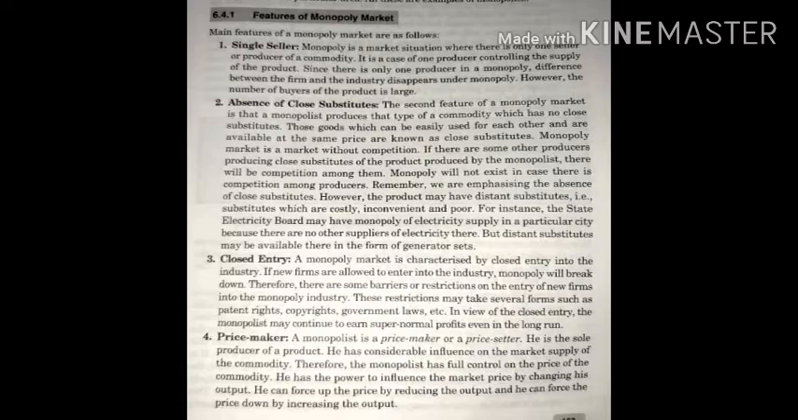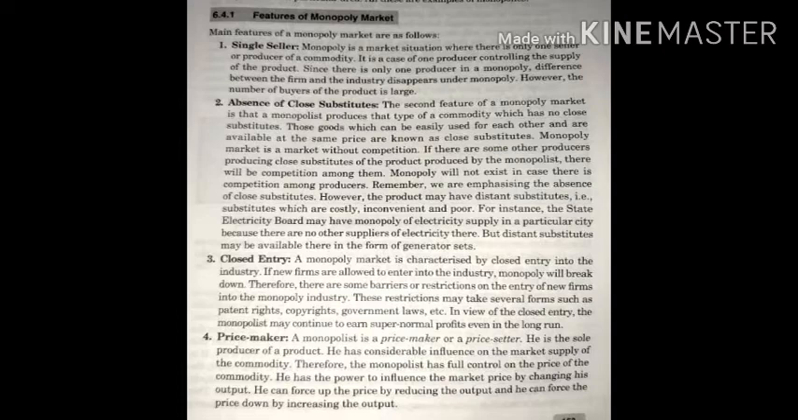For instance, the state electricity board may have monopoly of electric supply in a particular city because there are no other suppliers of electricity there. But distant substitutes may be available there in the form of generator sets.